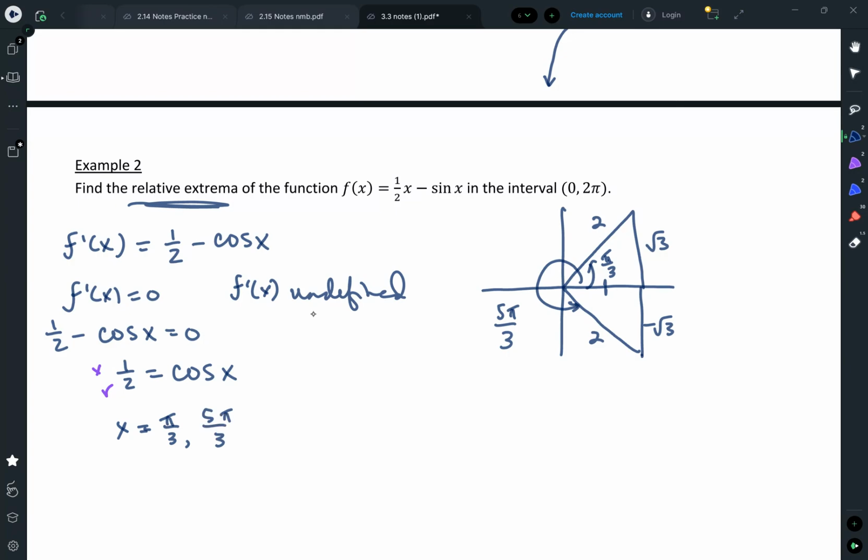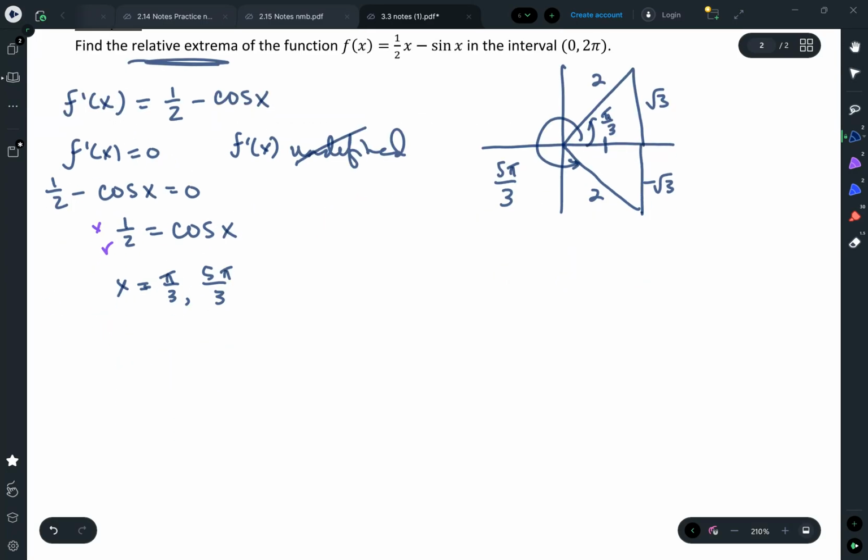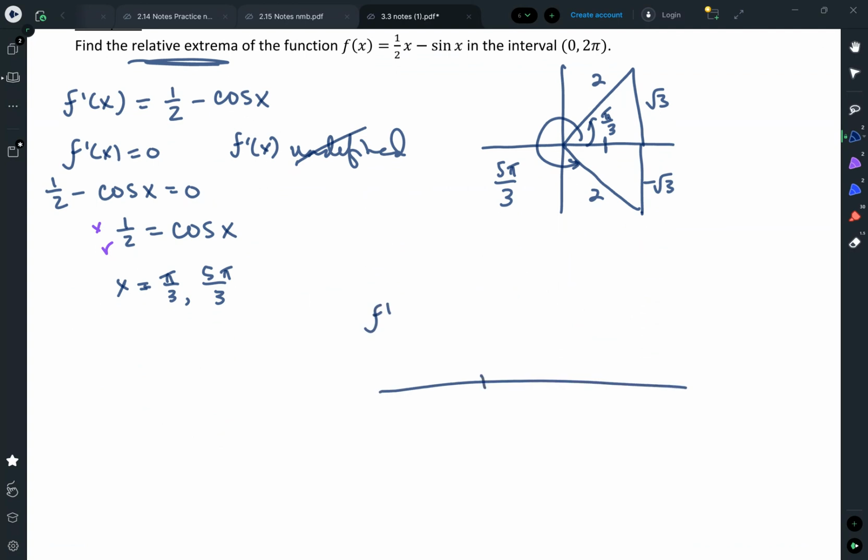I don't have to worry about cosine being undefined. Right, cosine is x over r, and my r is just not going to be negative. It doesn't make sense. We don't have to worry about that. Once I find my critical numbers, I need to do a first derivative chart. So here's my f prime chart. Here is pi over 3. Here is 5 pi over 3. So I've got to check something less than pi over 3, something between these two, and something bigger than 5 pi over 3. And when I check, remember, we're looking at the interval from 0 to 2 pi.